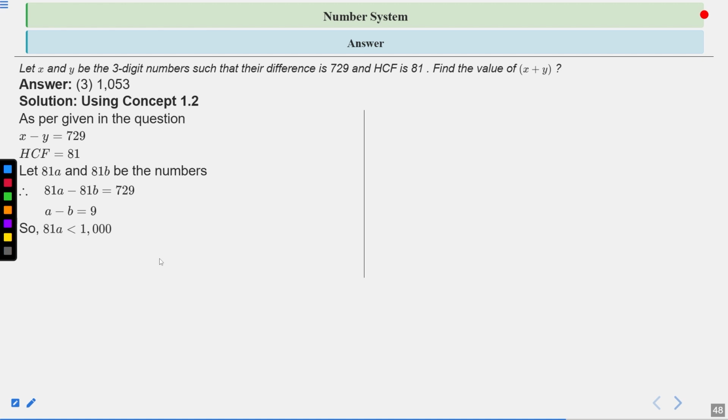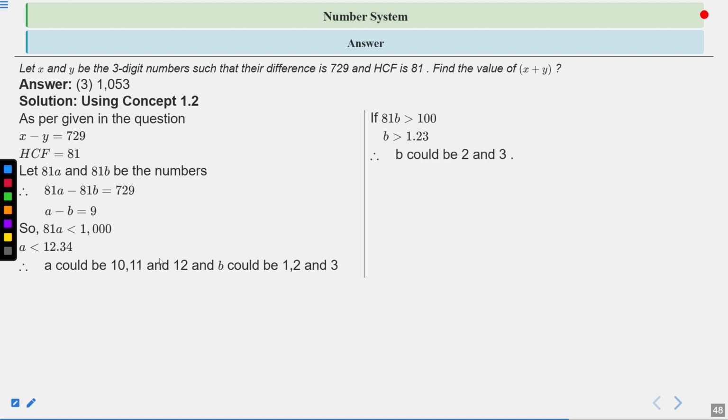81a is less than 1000 because the number is 3-digit. When we simplify, we get a is less than 12.34. So a could be 10, 11 and 12, and b could be 1, 2, 3. These are the possibilities for a and b. If 81b is greater than 100, then b is greater than 1.23, so b could be 2 and 3. These are the possibilities for b.